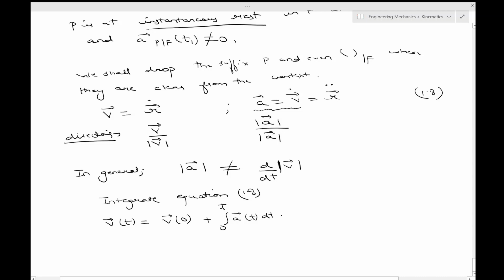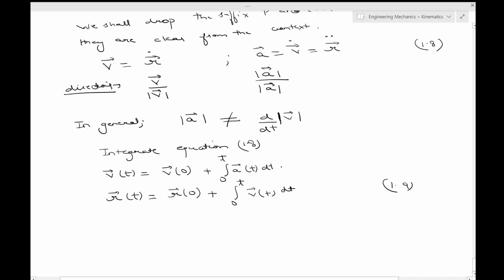Similarly, if you now integrate this particular part, we will get r of t is equal to r of 0 plus the integral from 0 to t of v dt, and this is equation 1.9. So let me just now remove this. These are the two equations which we get after integrating 1.8.